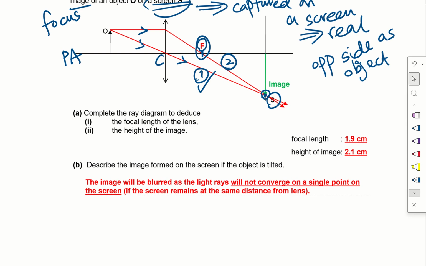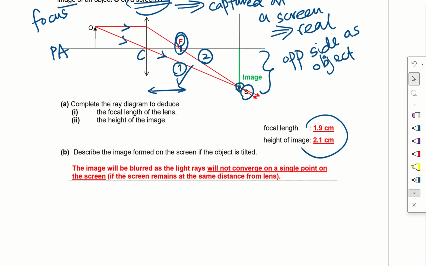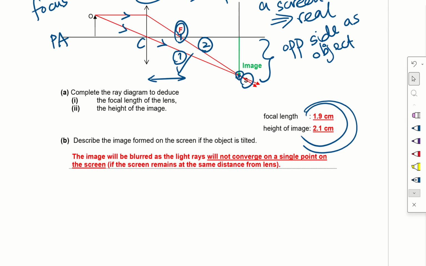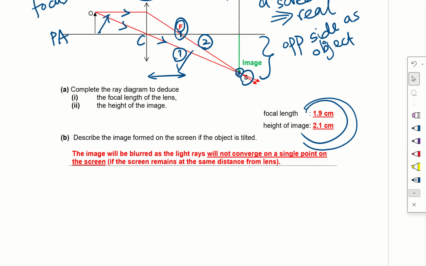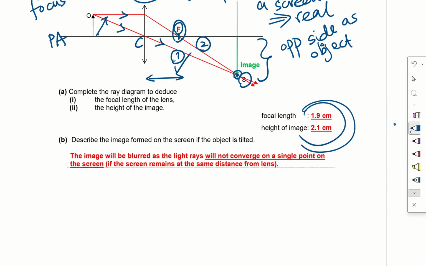Okay, so once you have completed this, you will be able to find the focal length, which is the distance between the focal point and the optical center, and you can also measure the height of the image. Okay, so depending on how you drew it, the size of your pencil tip, this answer may vary by a little. Now, describe the image form on the screen if the object is tilted. That means if the object is tilted like that. Okay, so the answer is the image will be blurred as the light ray will not converge on a single point on the screen. Okay, if we keep the screen at the same distance.